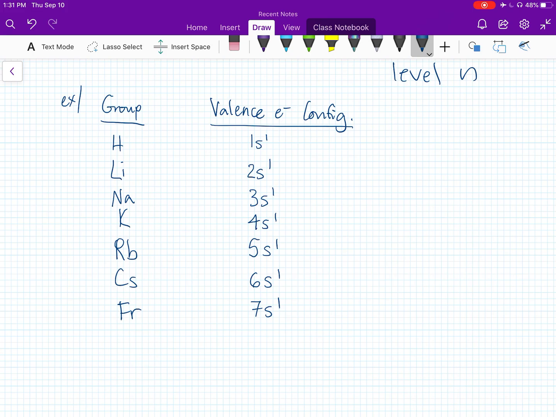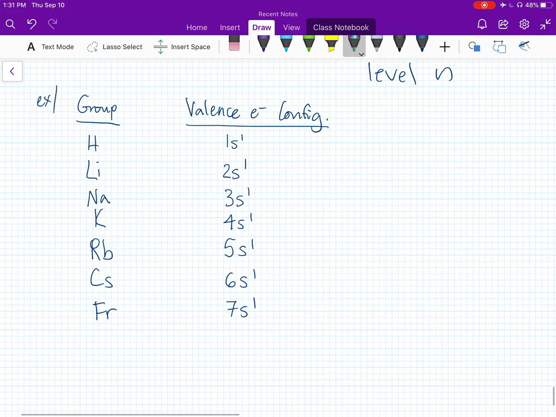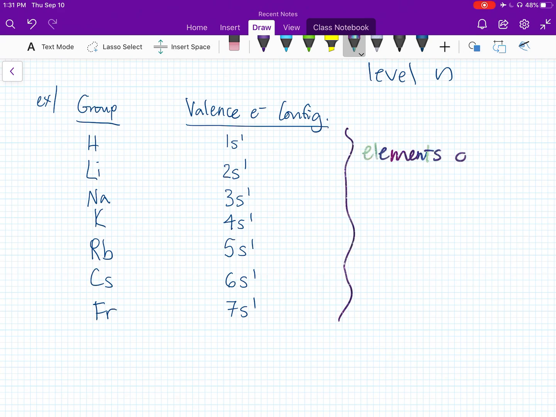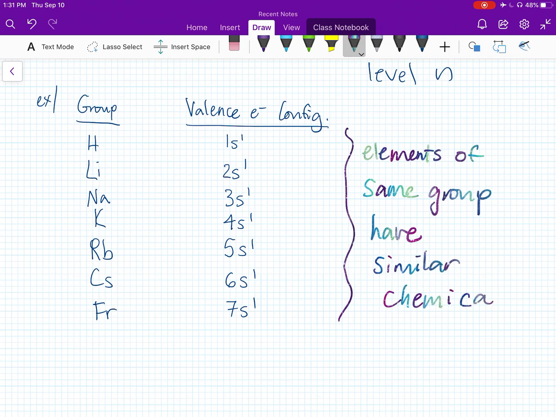And as a consequence of this, which is very important, elements of the same group have similar chemical properties because they have similar electronic behavior. Similar chemical properties. That means they're going to behave similarly in chemical reactions. That means that their electrons will react in similar ways to each other. So this is group 1. I should have emphasized this is group 1.